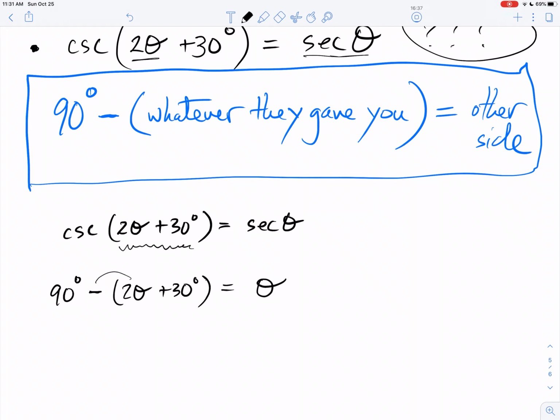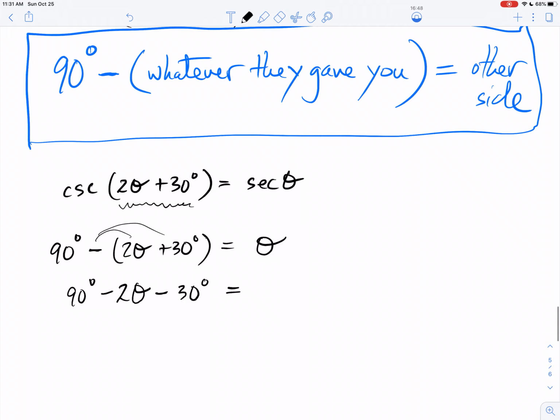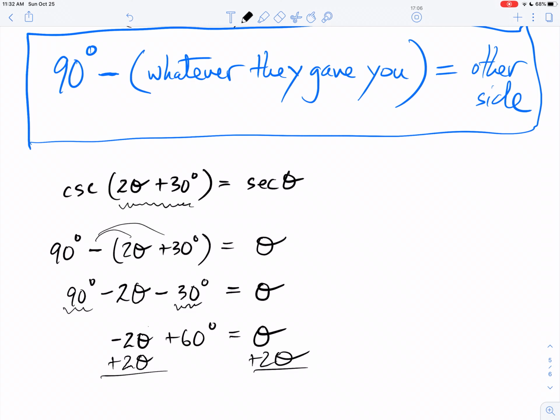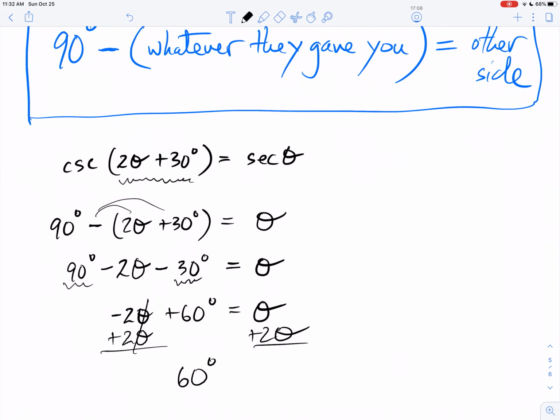It's not a big boy. I'm going to distribute the negative. So I'm going to say 90 degrees minus 2 theta, negative, so the negative hits that. What does all that junk equal? It equals theta. Well, let's combine terms. Let's make this tinier. And I have negative 2 theta. Now it's easy peasy. Equals theta. I'm going to move this over. Let's get all the thetas on one side. And I get 60 degrees equals 3 thetas. I'm going to divide by 3. And I get theta equals 20 degrees.